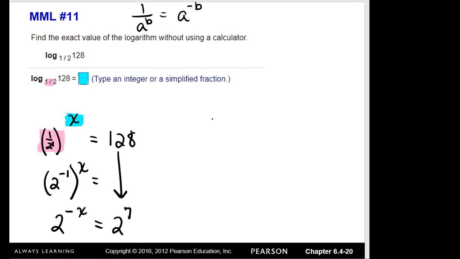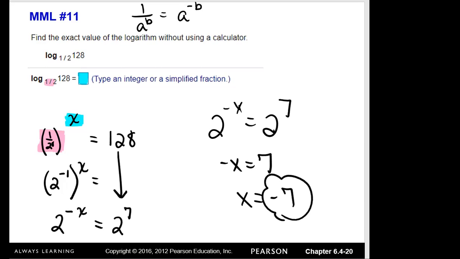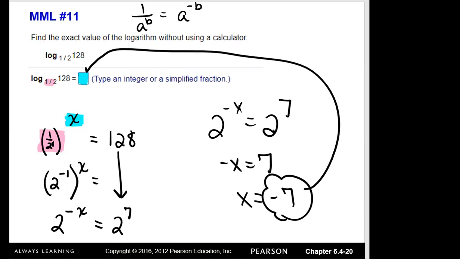And now if 2 to the this equals 2 to the that, my this equals my that. And divide by negative 1, and you get negative 7. And negative 7 goes in this box right there.